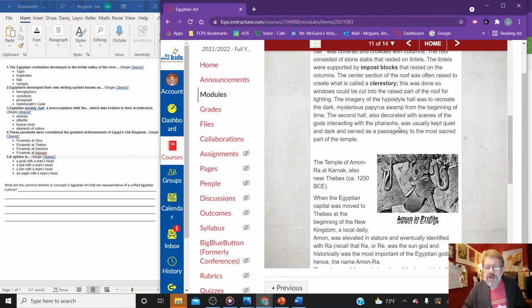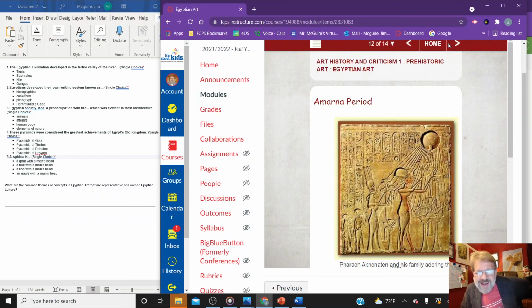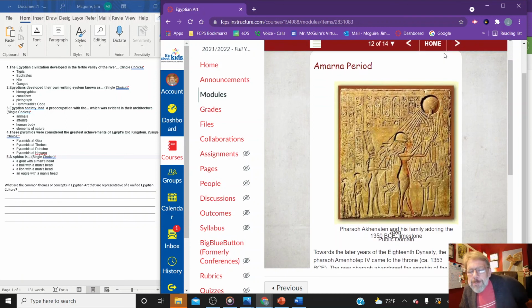And so we're probably going to have to stop because I think we're getting real close to the end here. The Amarna period, I did not even get that one right.